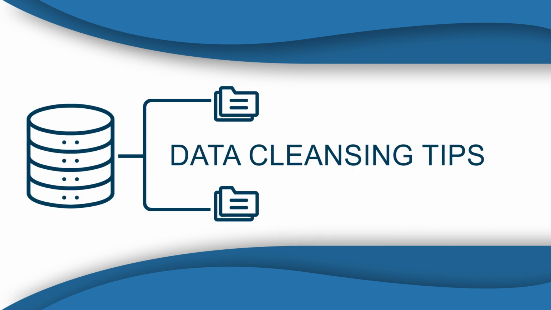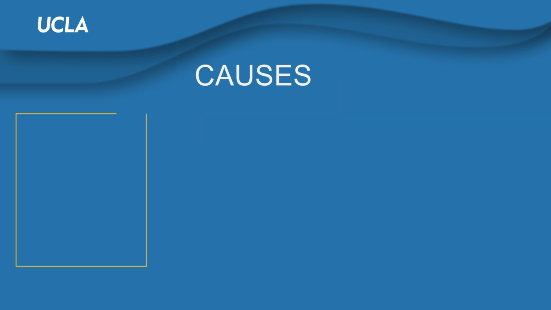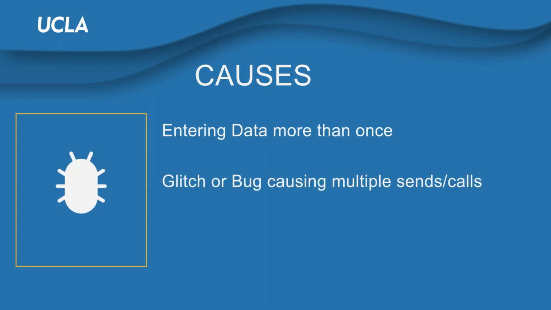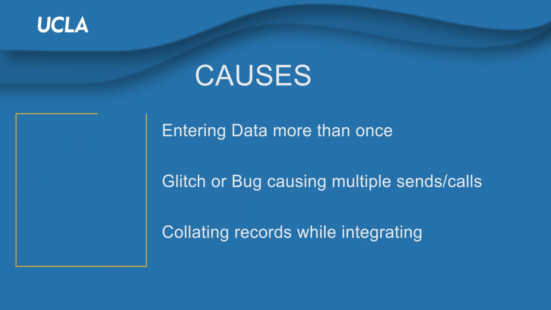Now we will take a look at the 8 different data cleansing activities that may help you resolve issues in your source system data. A common issue in data systems is duplicate entries. This can be easily caused when we accidentally do one or more of the following. Enter data more than once. There's a glitch or bug in the system causing multiple sends or calls. Or when collating records. This occurs during integration efforts with other systems.